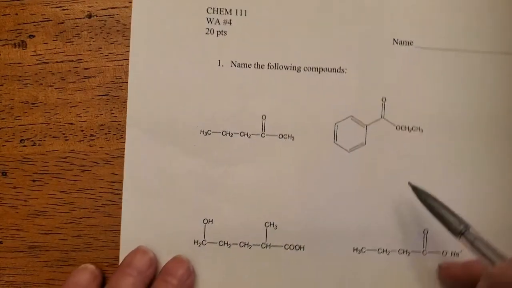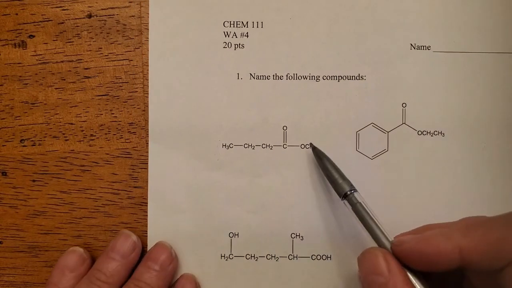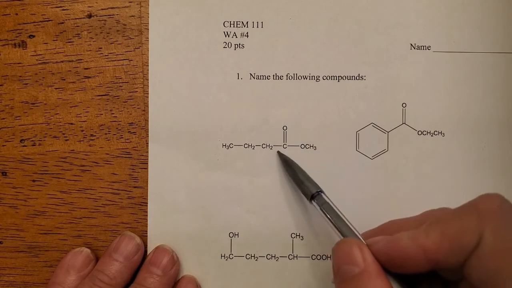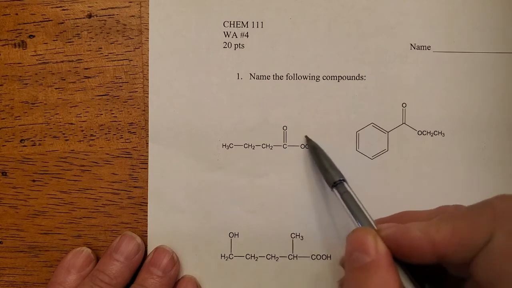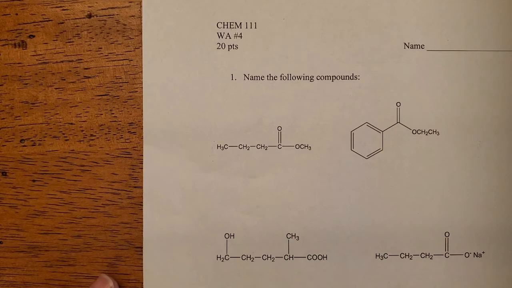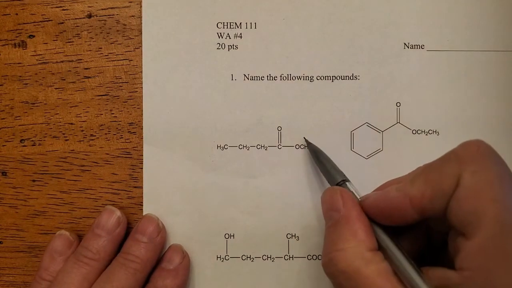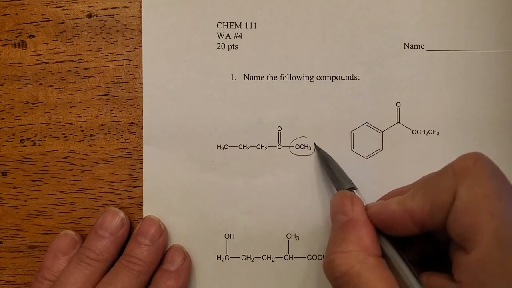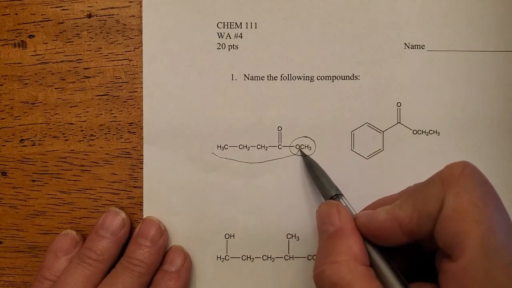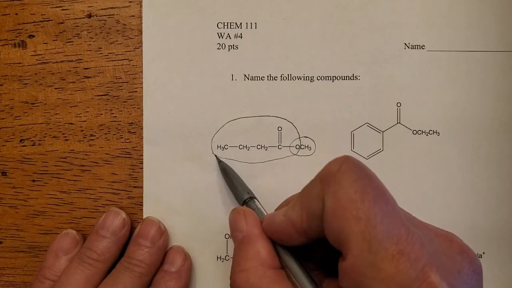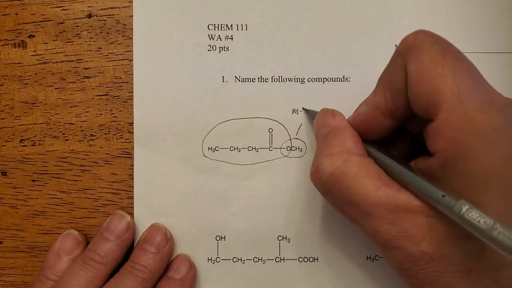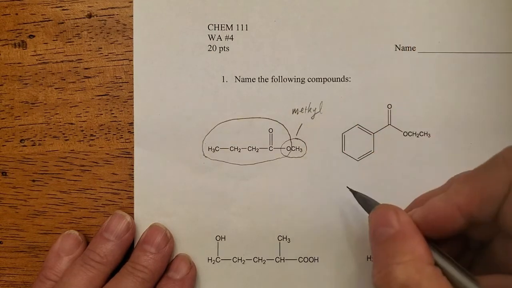So when I do these problems, particularly with esters, so this is an ester, how do I know? Because there's a carbonyl and an ether. So an ether and a carbonyl is an ester. So I always like to circle the alcohol portion of the ester and the acidic portion of the ester. So the alcohol portion gets named methyl, and that goes at the beginning.